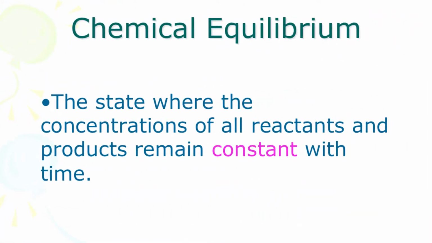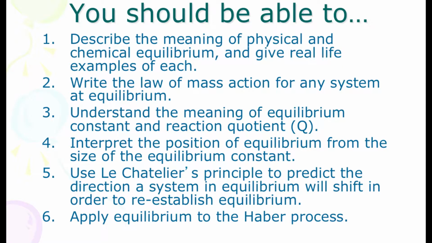Equilibrium is a place where you reach a point in a reversible reaction, so it has to be reversible, and where the products and the reactants remain constant. So you reach this magical point where some reactants are turning into products, and some products are turning into reactants, but there's no net change. This is the idea. You need to be able to describe each one of these.